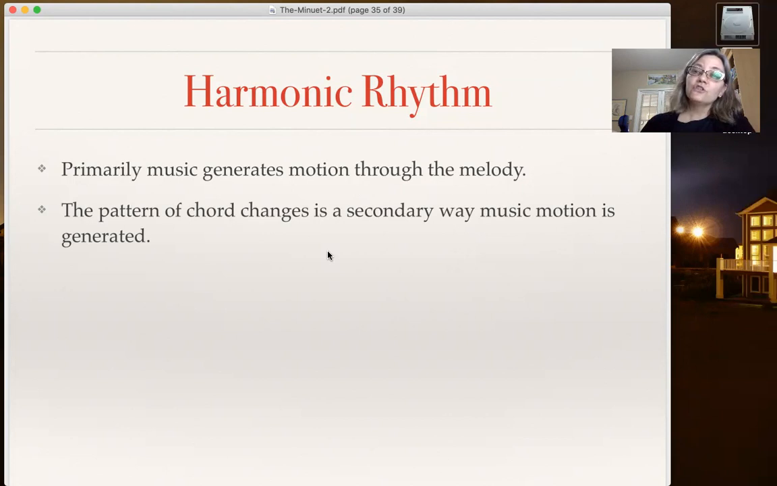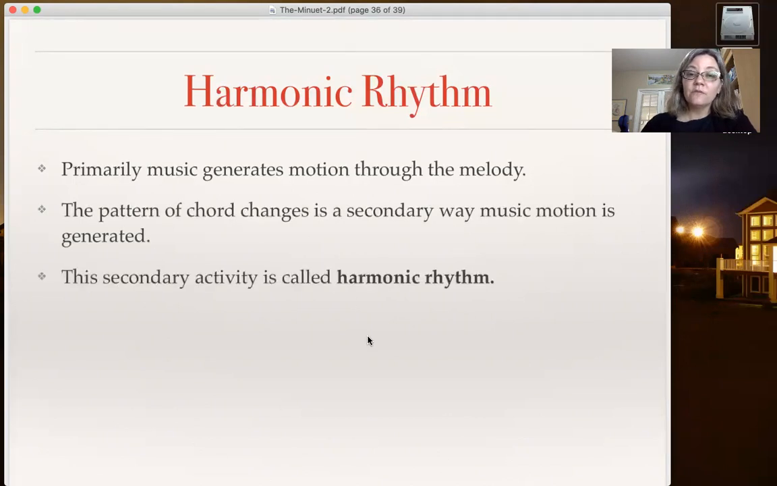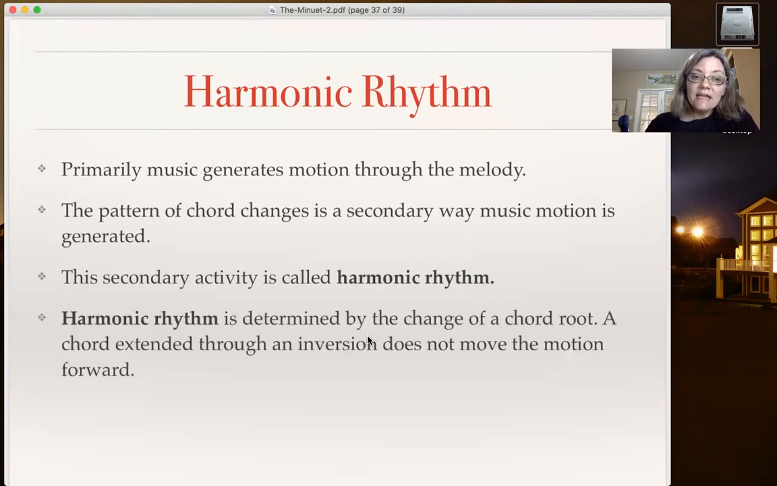And I've been showing you how in a minuet, we actually slow down the chord changes at the beginning of a minuet. And this is really important because we can create music motion through this secondary activity, which is called harmonic rhythm. And when we slow something down at the beginning, we create tension and we move it forward through the end.